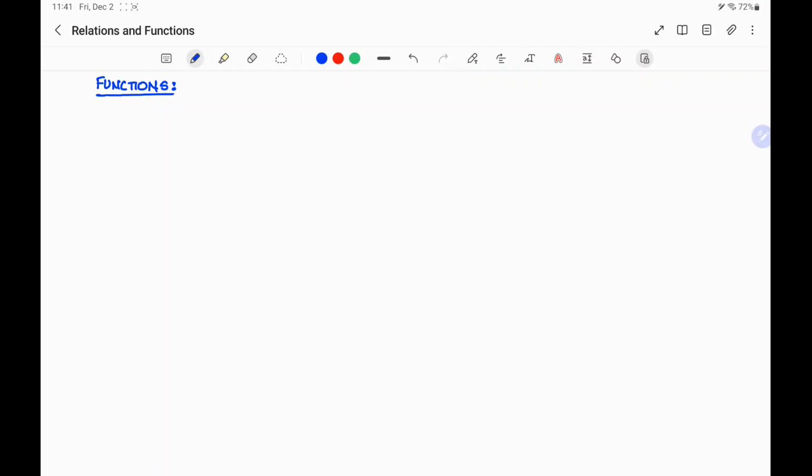Next is functions. Functions are a special type of relations. These may be one-to-one type or many-to-one type. A relation of one-to-many type cannot be a function. Similarly, many-to-many type of relation is also not a function.